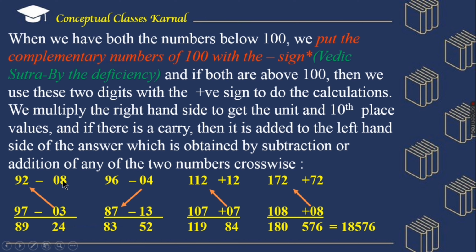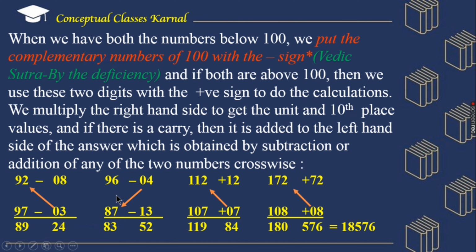The complementary number of 92 is minus 08 and 97 is minus 03. We multiply these numbers vertically and we get plus 24, and then we can either minus 3 from 92 or 8 from 97 crosswise, and we have the left hand side of the answer. So our answer is 8924. Don't you see, it's so simple, so easy.